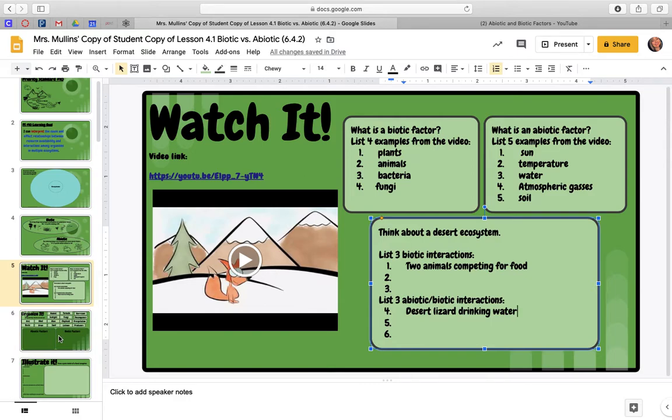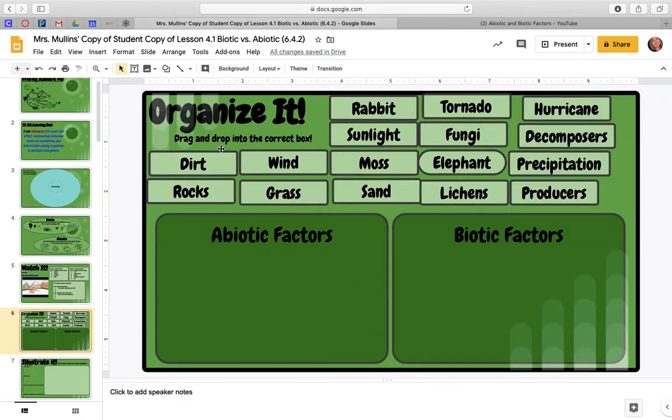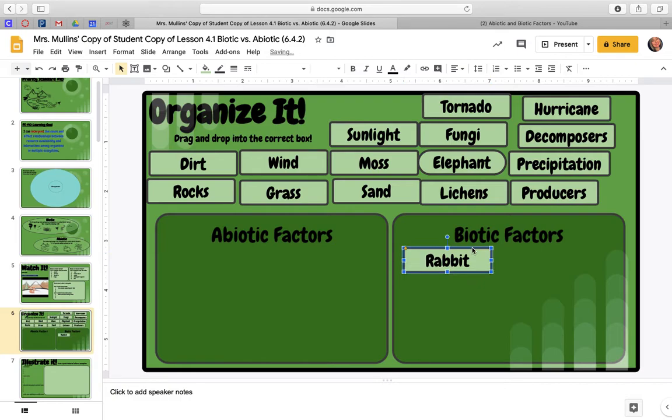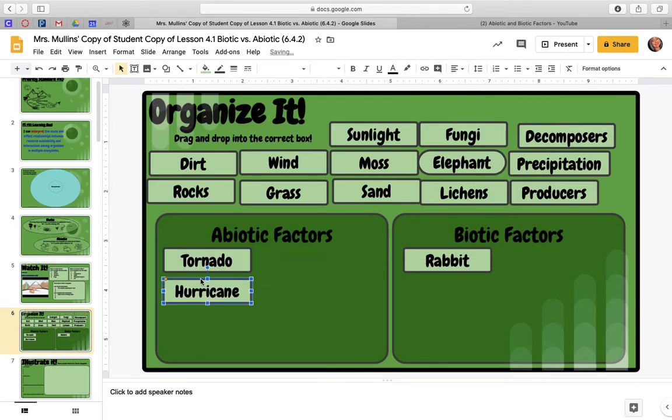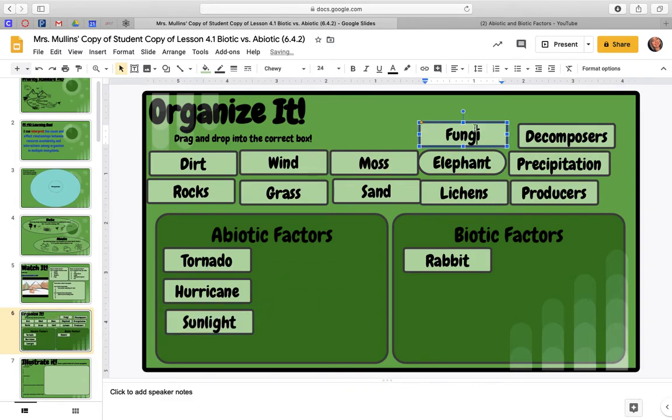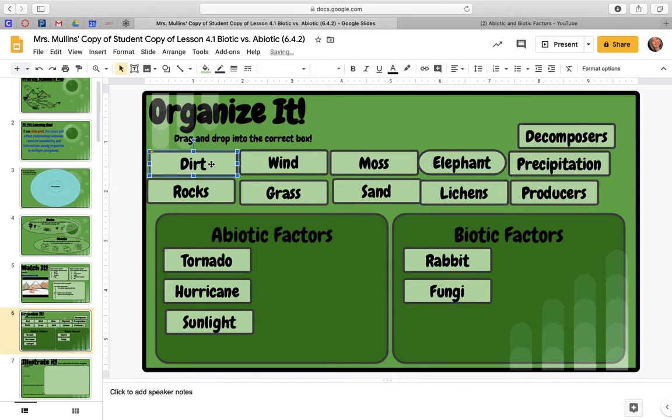Okay, so then what I asked you to do here is I wanted you to basically drag and drop these into the correct box. So if we're looking at, for example, a rabbit, would a rabbit be living or non-living? So rabbit's living, so we're going to put that here in biotic. Tornado is not living. Hurricane, not living. Sunlight, not a living organism. Fungi, yes, living organism. Dirt, not living.